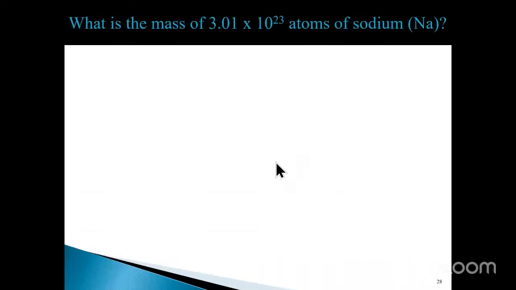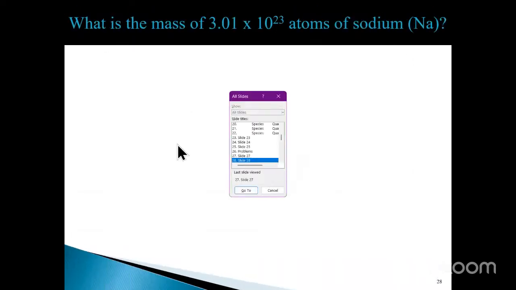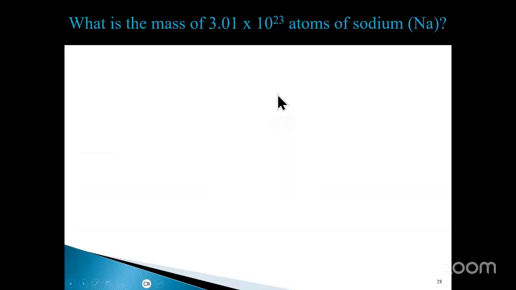In this case, they're asking, what is the mass of 3.01 times 10 to the 23 atoms of sodium? So this is the reverse of what we just did in the previous example. In the previous example, they gave us the mass and they're asking for the number of atoms of iron. In this case, they gave us the number of atoms and they're asking for the mass of that collection of atoms.